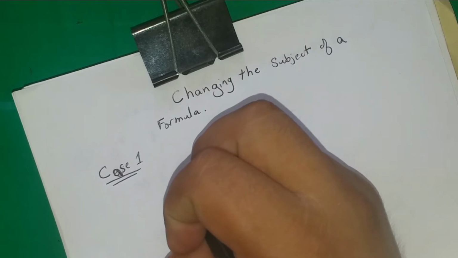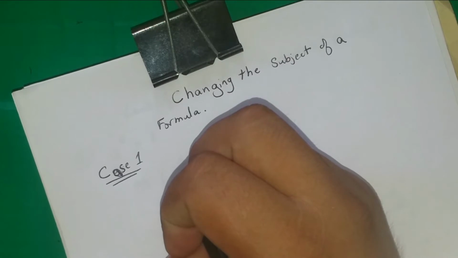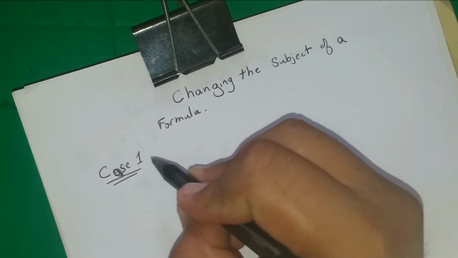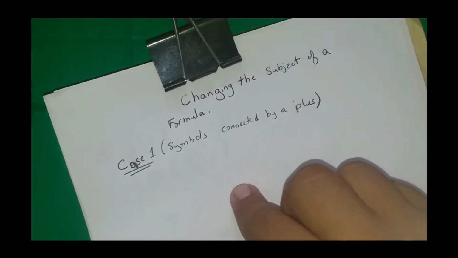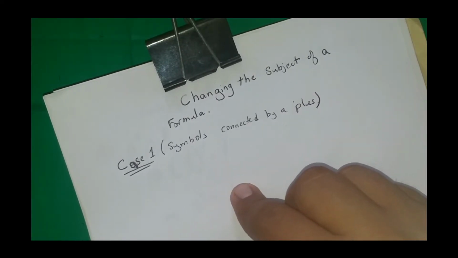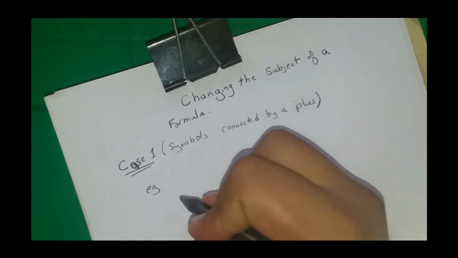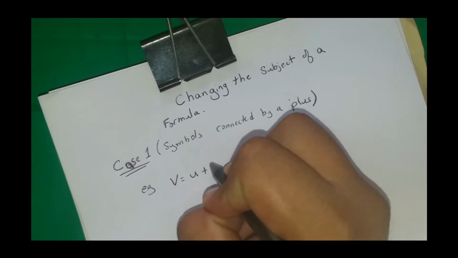Case 1 is going to be whenever you have a plus, right? Whenever you have a plus, or let's call it symbols connected by a plus, right? And then we have the first example 1. We have v equals to u plus t.